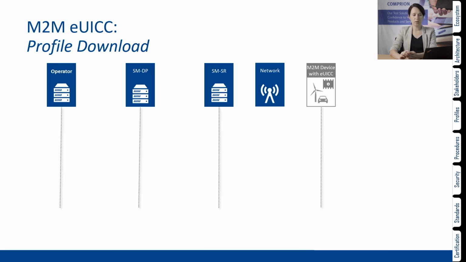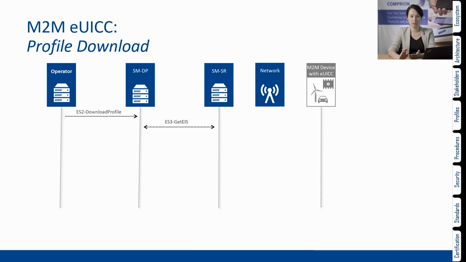Let's take a look at the profile download procedure, one by one. We have the operator, the SMDP, and the SMSR involved in this process. The information goes over the network to the M2M device with the EUSSC. Just a simplified version: there is the ES2 download profile command, or request actually. Then there is this on the ES3 from the SMDP to the SMSR.